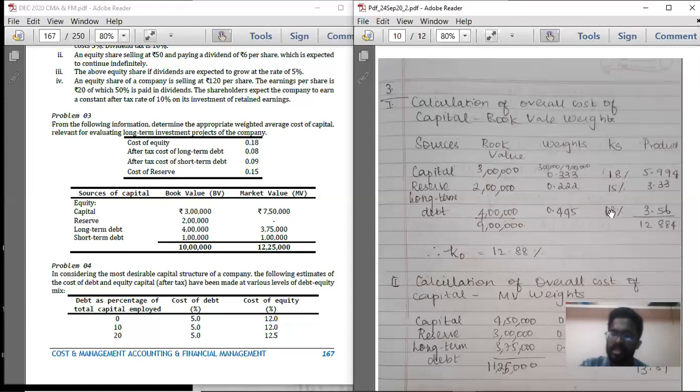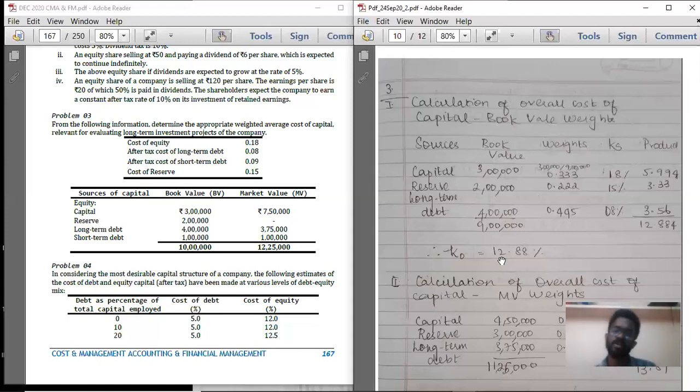So these are the different costs, that is, multiplying the cost of different sources into the weights of different sources, you will get the product of the sources. If you summarize it, you will get the overall cost of capital. So now total the product column: 5.994 plus 3.333 plus 3.56. The product column totals 12.884. So that is the overall cost of capital. So below that, therefore, KO is equal to 12.88%.